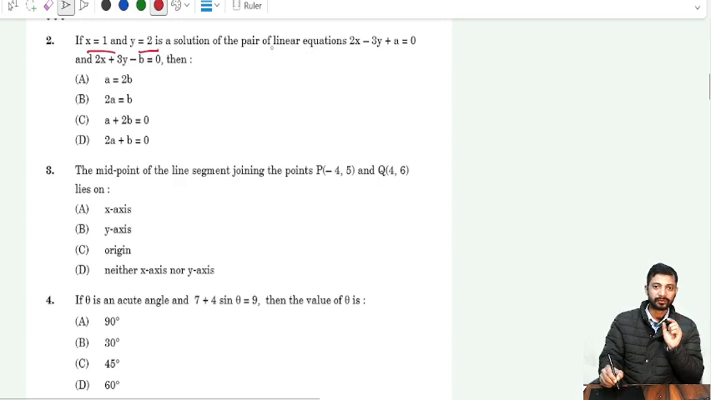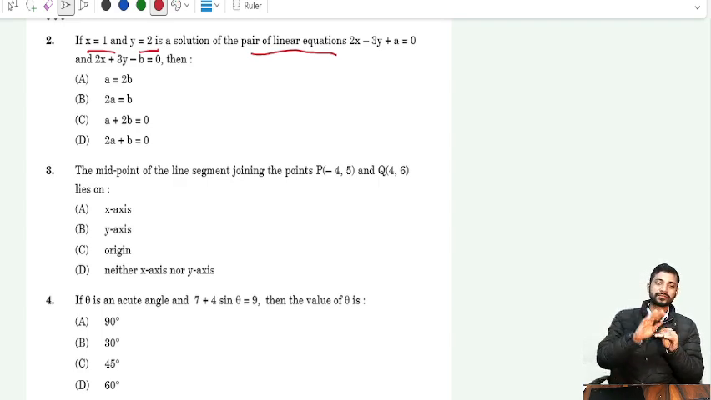Then solve the pair of linear equations in two variables. If the values of x and y are given, and it says that these are solutions of a given equation, it means you substitute the values of x and y, and then it will satisfy the equation. So put value 1 in place of x, 2 in place of y.